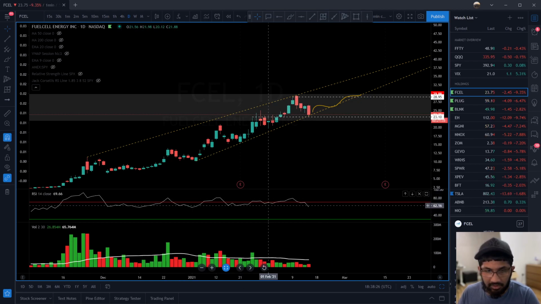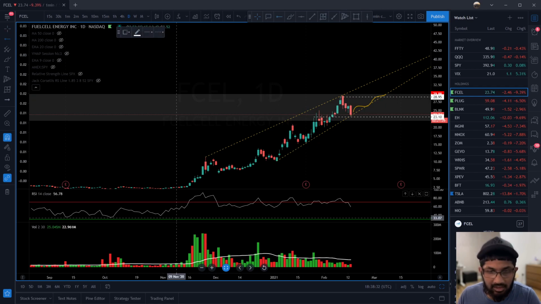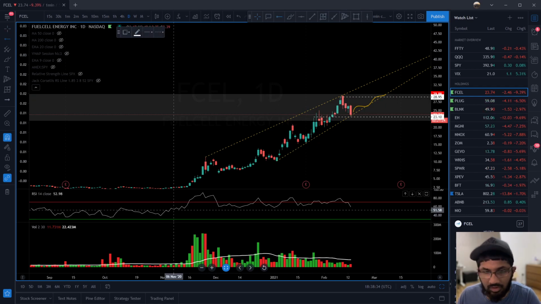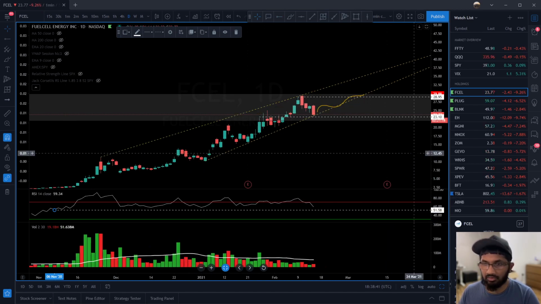RSI is slowly dropping. I like to see the RSI go down to about 50 generally. I don't want to see it go lower than 50. 50 plus gives you an indication that there is momentum in the stock, and that's what we trade, momentum.